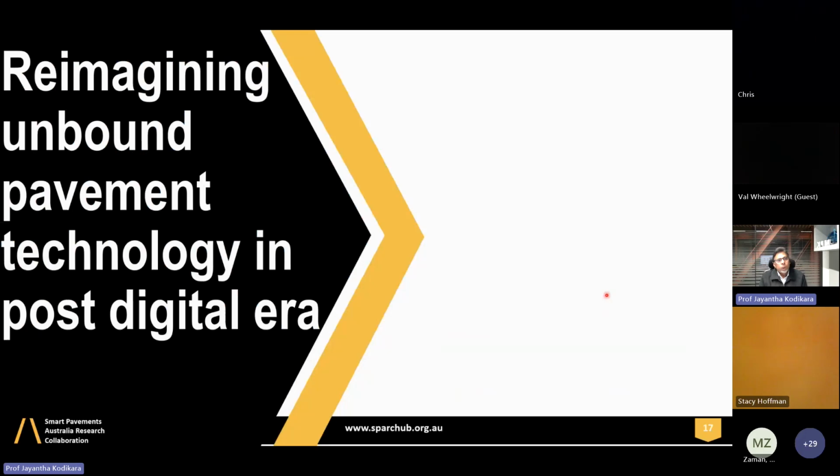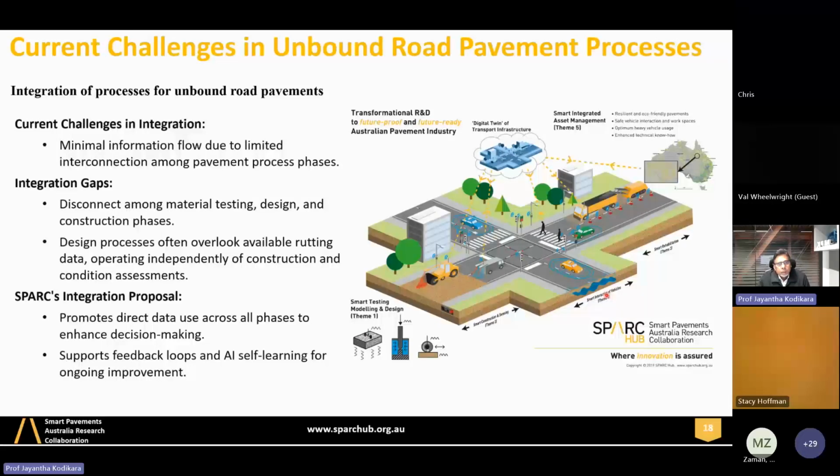So with that, I move on to unbound pavement technology, what we have done. Basically, we want to integrate these processes. Currently, you have seen the testing is RLT or CPR, but we don't have a direct connection to the rutting, at least in the Australian context, to the design and construction, and then condition assessment, and eventually asset management.